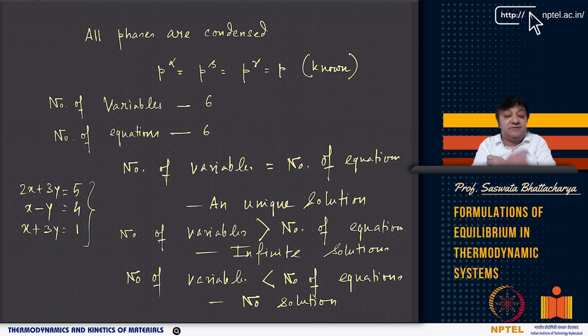But if the number of variables is greater than the number of equations, then I can choose one of the variables and fix its value arbitrarily, and since it is arbitrary, I can take infinite values for that. So I have infinite solutions. Now when it comes to a unique solution, the number of variables has to be equal to the number of equations.